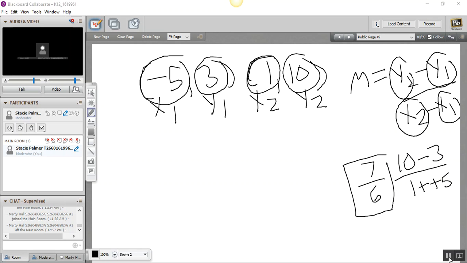Okay. So at this point, we just did lots of problems on how to find slope by graphing and counting, and how to find slope using the slope formula.